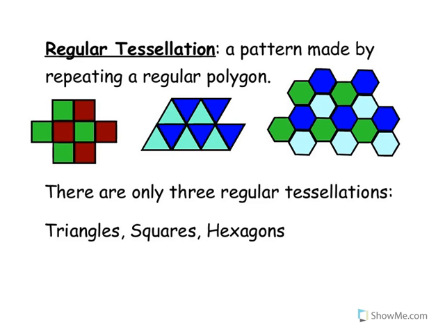Now, there are three different types of tessellation. We're going to begin with regular tessellation. A regular tessellation is a pattern made by repeating a regular polygon. That would be a square, a triangle, or a hexagon, as you see here. Please take a moment to copy this definition and one or two of these diagrams that you see below into your notes. It's important to note there are only three regular tessellations, those created by triangles, squares, and hexagons. Please pause the video now.